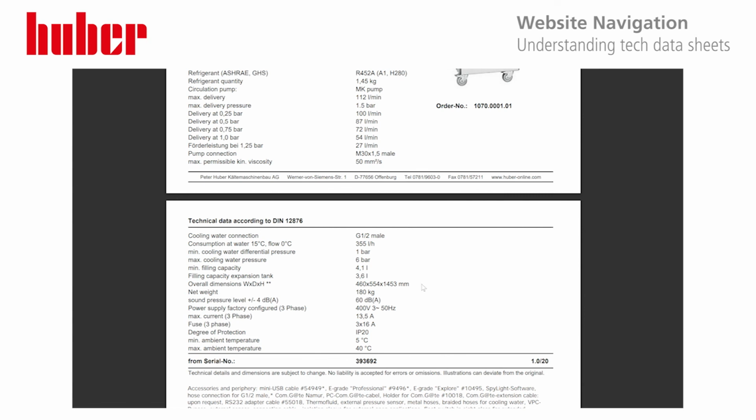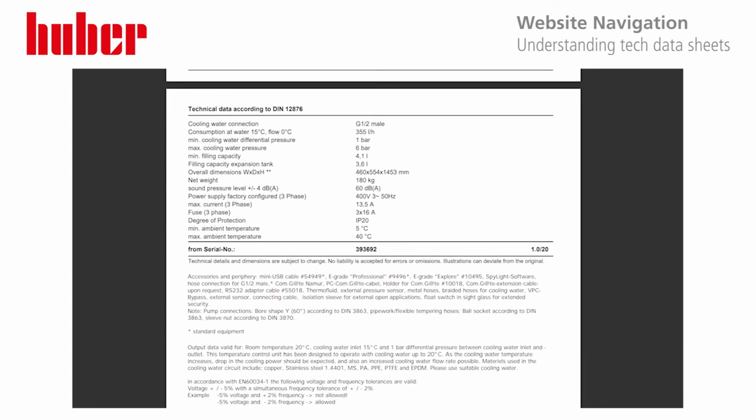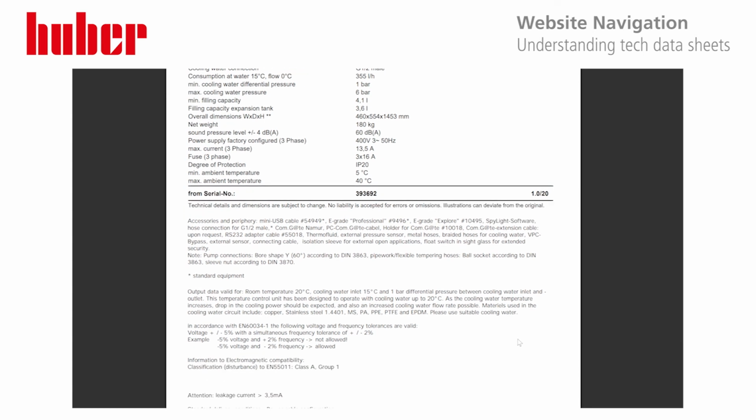And then we have our standard weights, power consumption, your IP protection, and your kind of environmental factors of what temperature you can operate the unit in. At the bottom of all of our technical data sheets, we have our list of accessories. The ones with the asterisks are supplied with the equipment. The non-asterisk versions are optional extras.